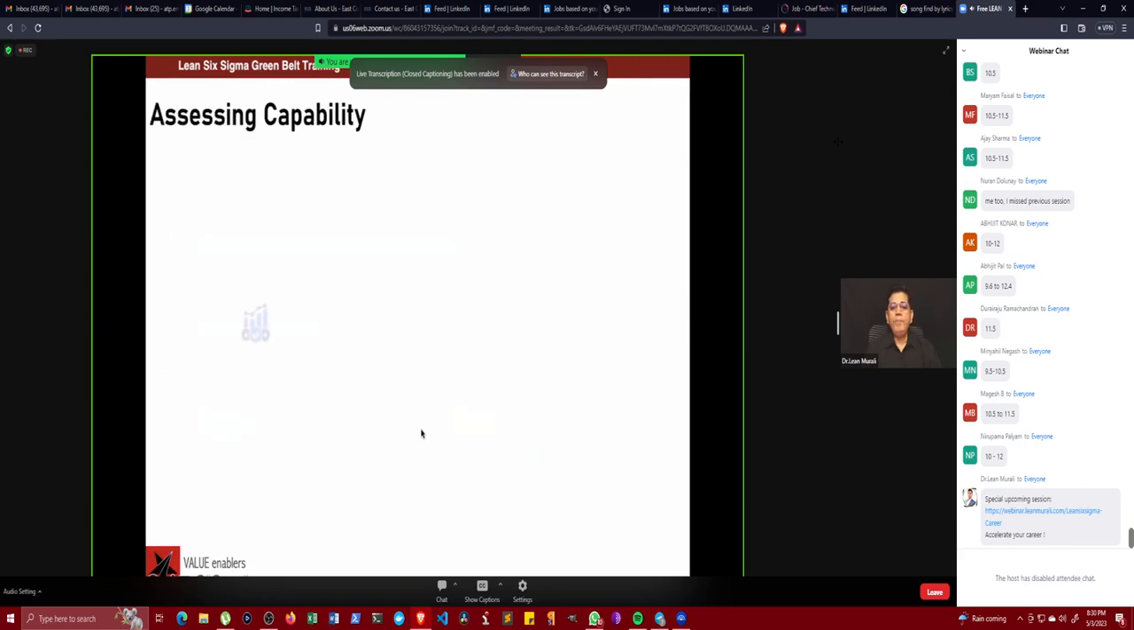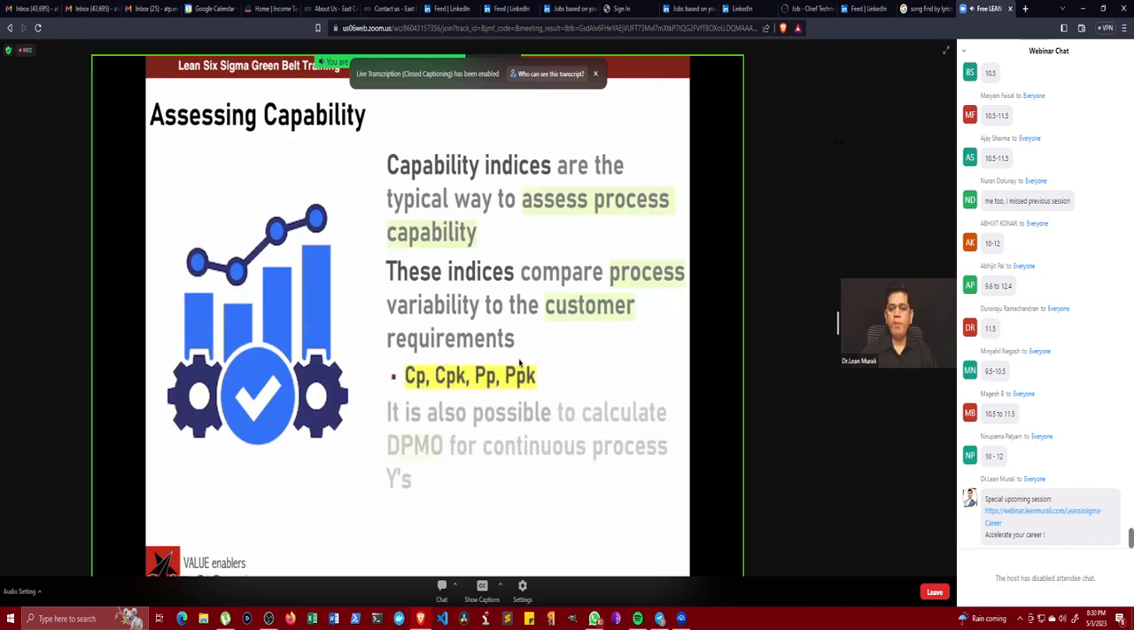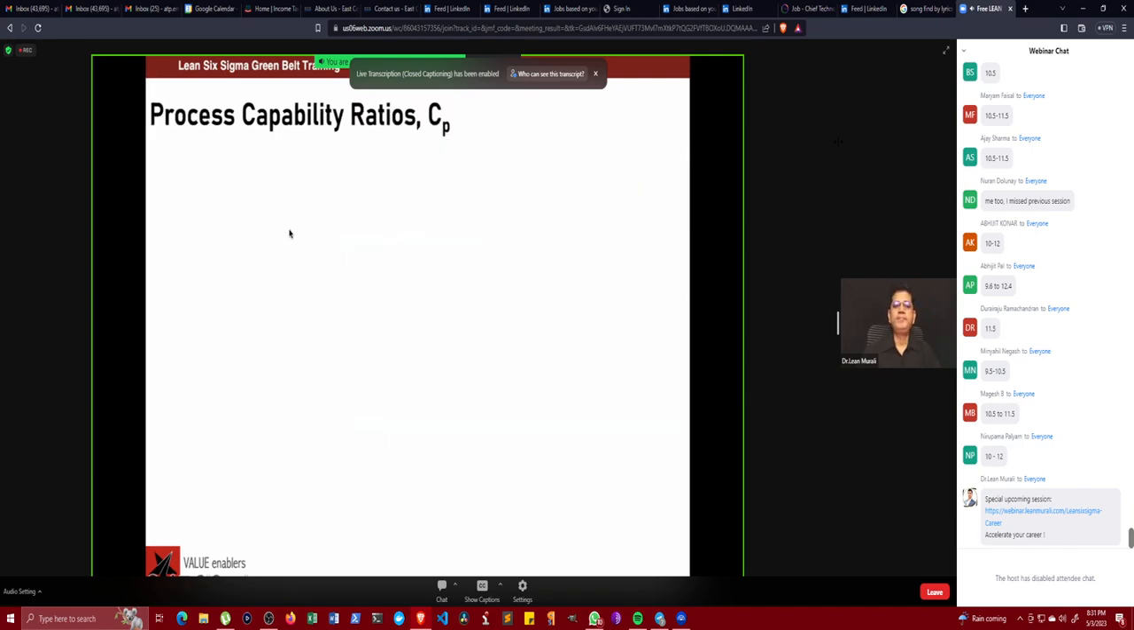Now, we are going to see some indices for this. These are called capability indices. The index or indices will assess the process capability, how it is performing with respect to customer requirement. It is also possible to convert that into DPMO. That is a deeper topic, I will discuss that.